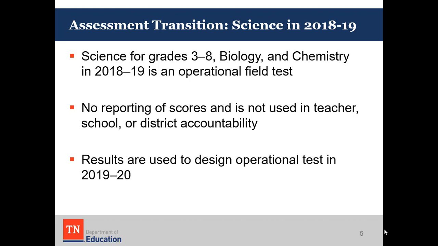As mentioned earlier, science for grades 3 through 8, biology and chemistry in 2018-19 will be field tested in a field test that takes place during the operational window. There will be no reporting of scores, and it will not be used in teacher, school, or district accountability, and those results will then be used to design the operational test that will go live in 2019-2020.